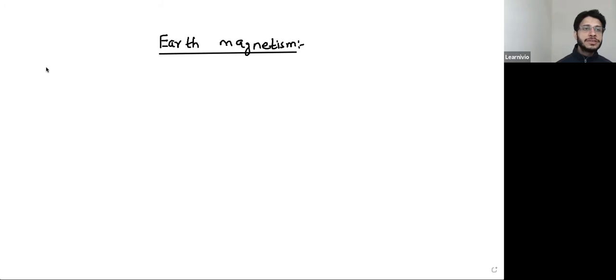What is earth magnetism basically? Let's see the introduction. If you take a freely suspended magnet, then that magnet always aligns itself in the north-south direction. The north pole of the magnet always aligns towards the geographic north of Earth, and the south pole of the magnet aligns towards the geographic south. So it seems like there's something on the north pole of the Earth which is attracting the north pole of the magnet, and something on the south pole of the Earth attracting the south pole of the magnet.